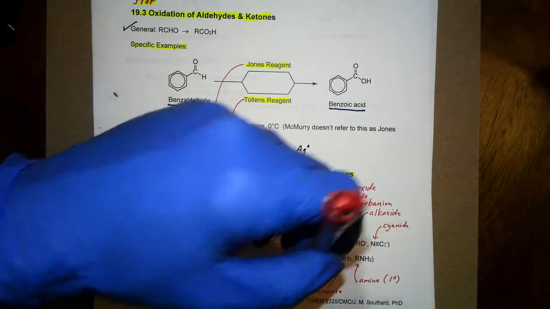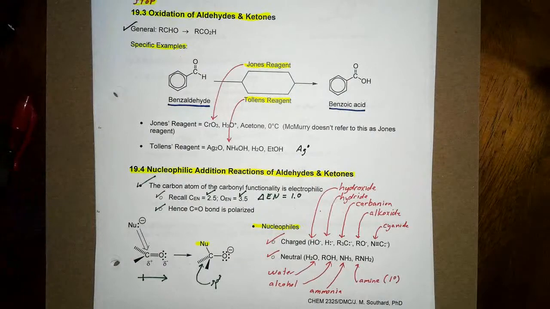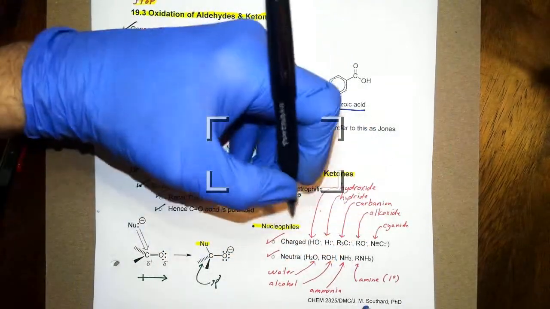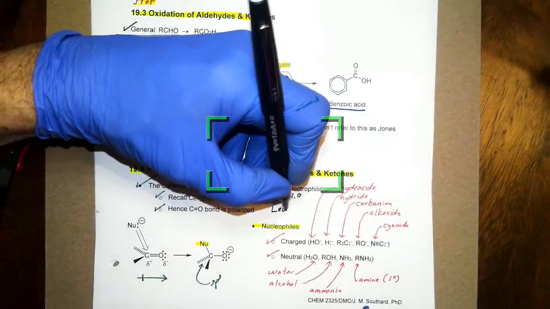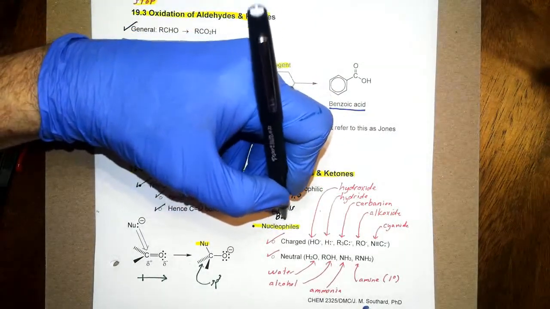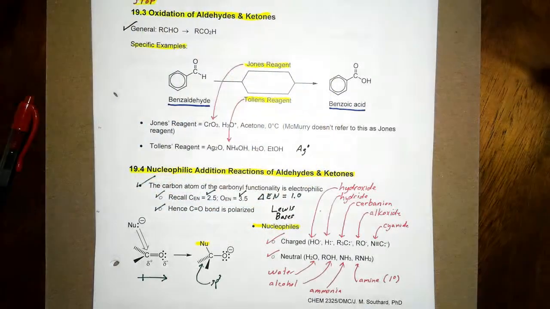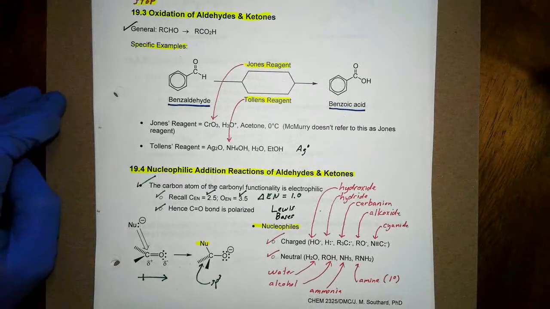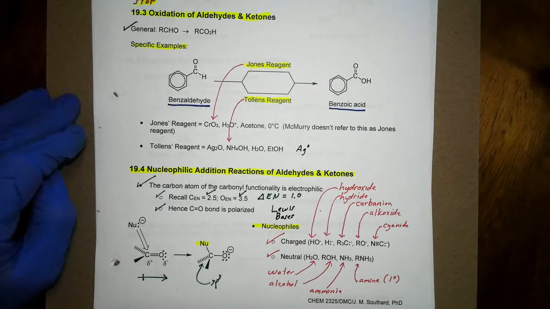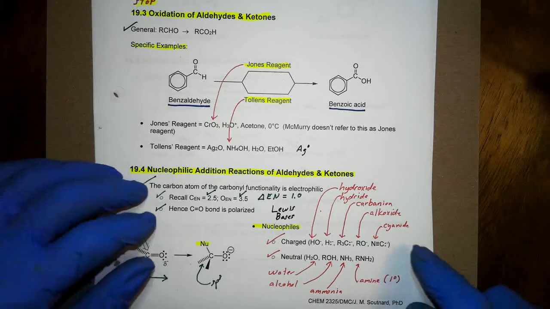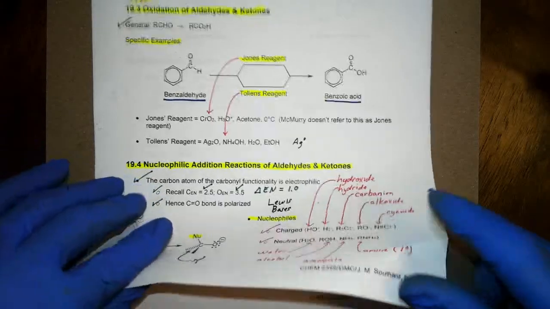So what do we know about all of these? What one thing do they all have in common? All of them are Lewis bases. Let me just write that up here. Lewis bases, by definition, are electron pair donors. And so they donate one of their lone pairs to the carbon of the polarized carbonyl functionality, albeit from an aldehyde or a ketone.